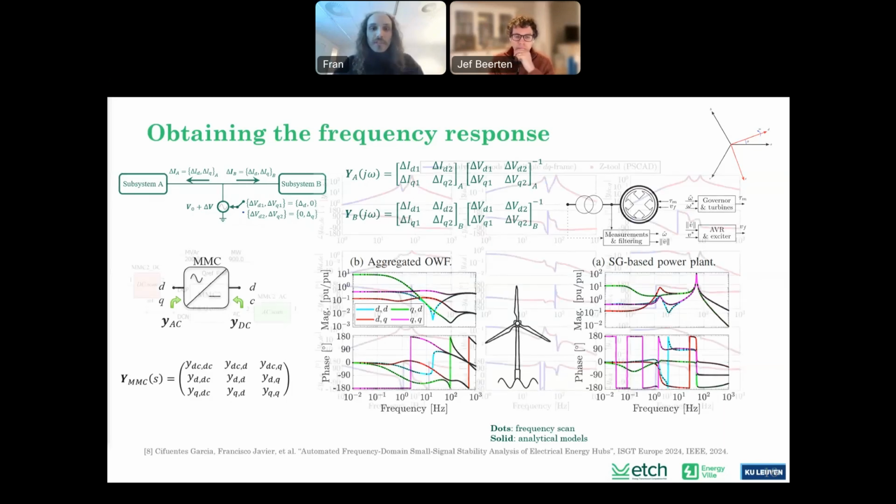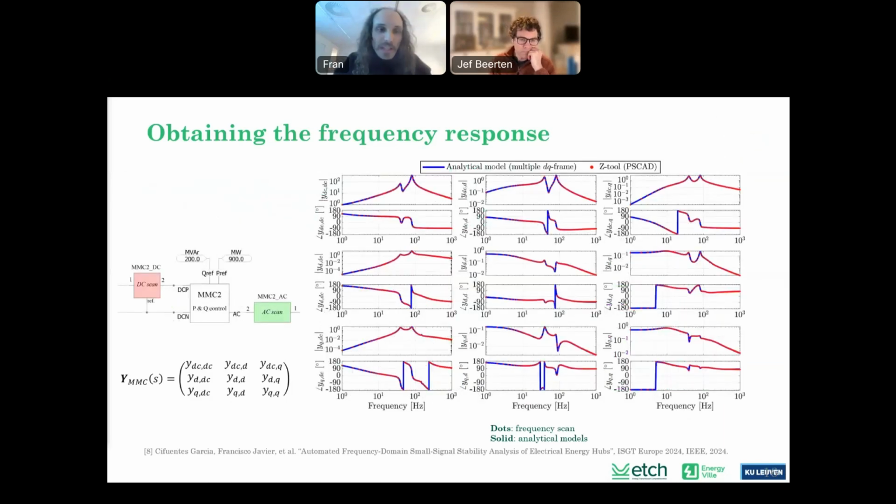So you just place two of these toolboxes, one at the AC side of the converter and the other at the DC side of the MMC. And basically the toolbox does the rest for you. And you can observe here in this figure how the analytical model, which is a simple multiple DQ frame model, also matches pretty well with the EMT results.